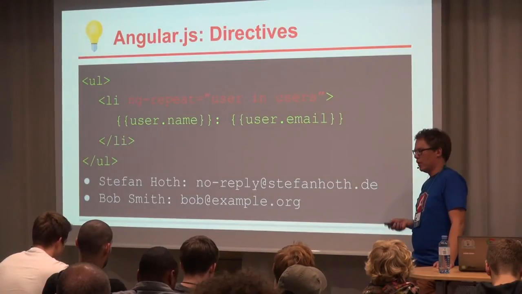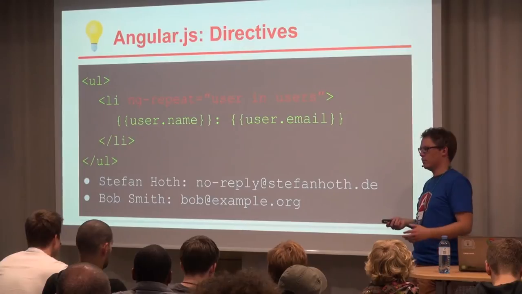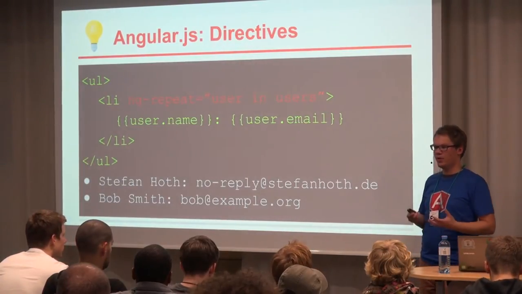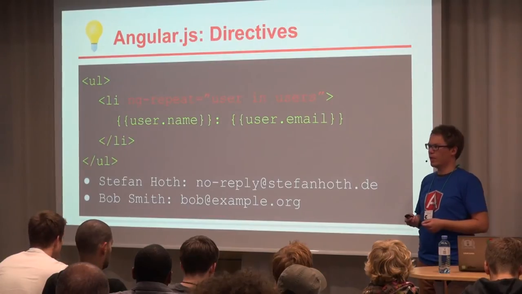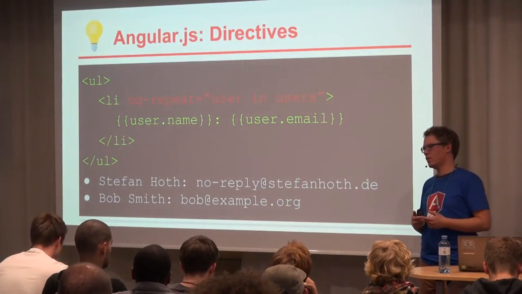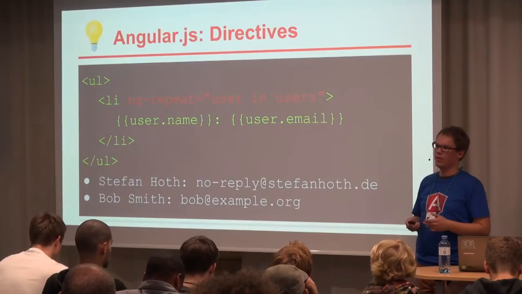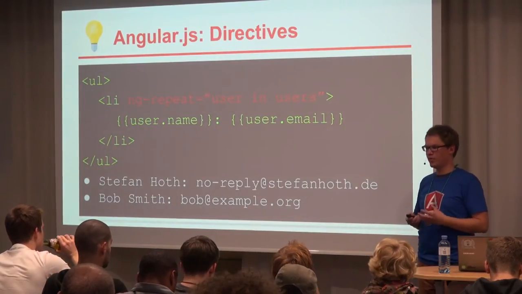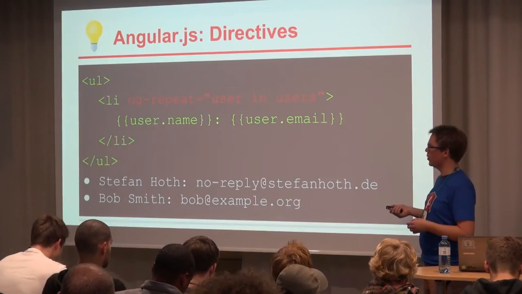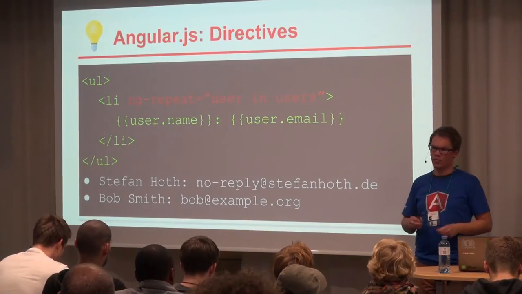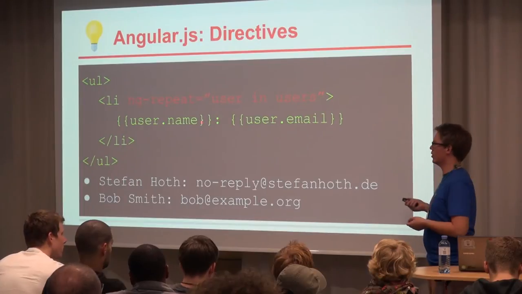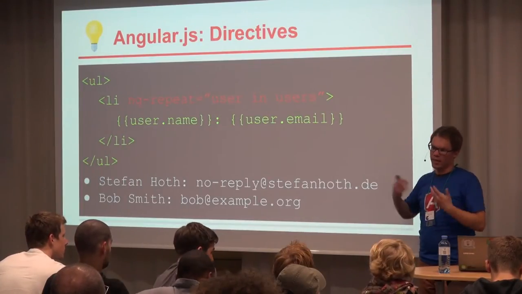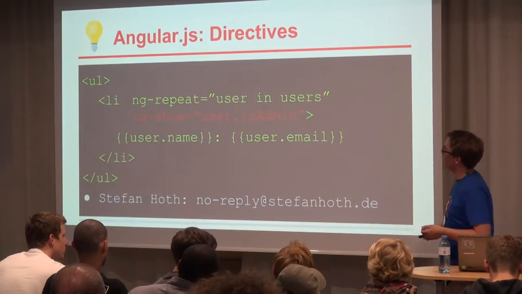A directive, as you can see, is a way to define a certain behavior on a... You can do this for classes, you can do this for attributes. So you can change the behavior of certain things. So normally this LI would just be printed out once, but with a directive, using all the users there, it gets automatically repeated.